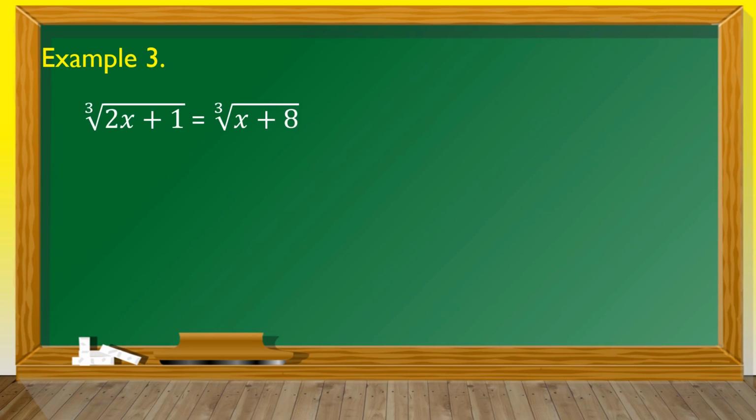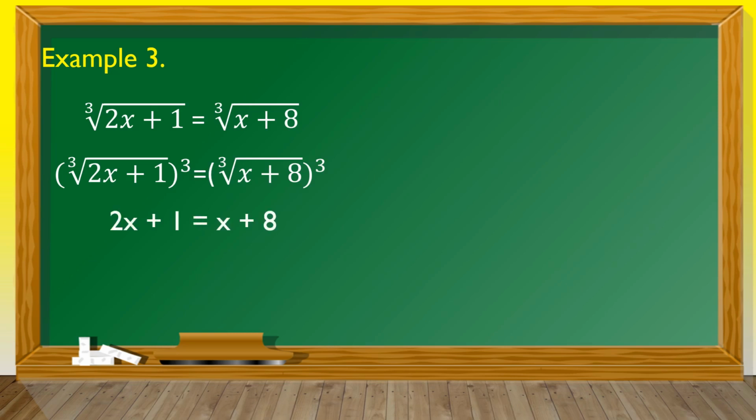Let's take example 3. The cube root of 2x plus 1 equals the cube root of x plus 8. In this equation, hindi na kailangang i-arrange ang terms since one radical is on the left side and the other is on the right side of the equation. So we go directly to raising both sides to the power 3 since the index is 3. So we have the cube root of 2x plus 1 raised to 3 is equal to the cube root of x plus 8 raised to 3.